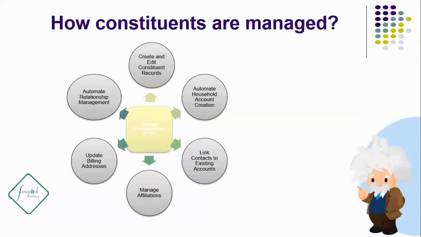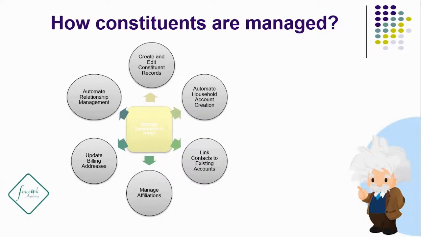How to manage constituents in Nonprofit Cloud? First, you need to create and edit constituent records, which lets you create and edit contact records, household accounts, and organization accounts. Second, automate household account creation. When you create a new contact, Nonprofit Cloud can automatically generate a new household account. Third is link contacts to existing accounts. You can easily associate new contacts with existing household or organization accounts. Fourth is manage affiliations. Nonprofit Cloud lets you track and update affiliations between contacts and organization accounts.